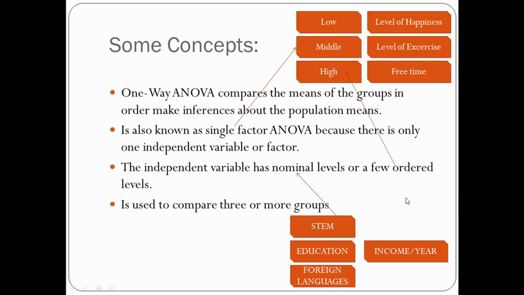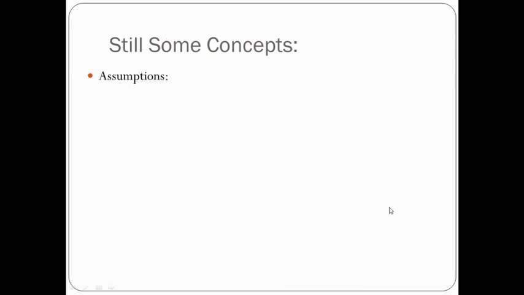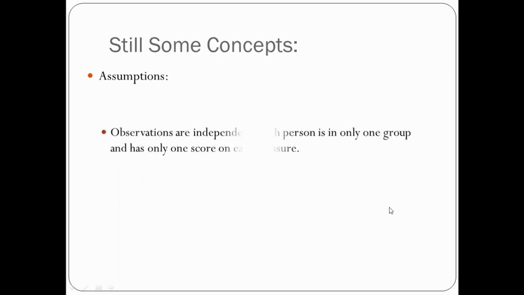And the final concept, basically, this is a repetition. One-way ANOVA is used to compare three or more groups. So you can see here, there are three groups. And here also, there are three groups: STEM, education, and foreign language. Let's move to the next slide, the assumptions of a one-way ANOVA.